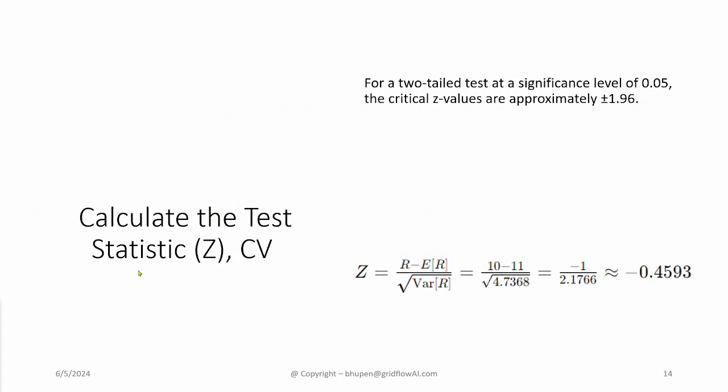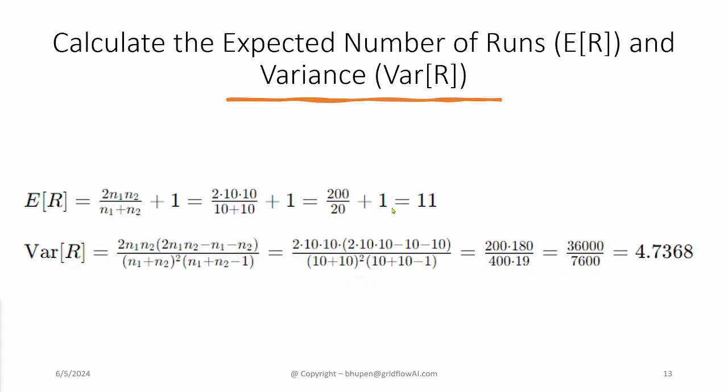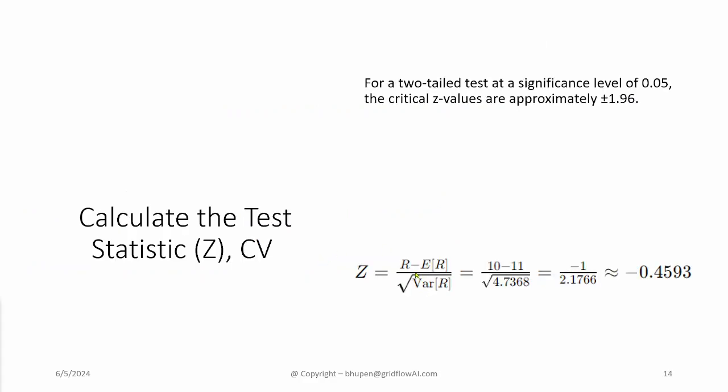After that, we compute the z statistic, or test statistic, and the critical value. For a two-tailed test, we know that at the 5% significance level, the z-value is plus or minus 1.96, depending on which tail we are talking about. With the data that we obtained in the previous step, the mean of the runs and the variance of the runs, we substitute the values here and get the z-score, or rather the test statistic.